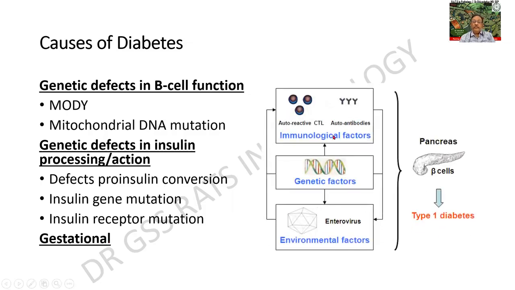This particular picture is just to show that there can be immunological, that is autoantibodies against any of these, either the receptors or the islet cells, etc. Then there can be genetic factors. Finally, there can be viruses. All of this can lead to type 1 diabetes.